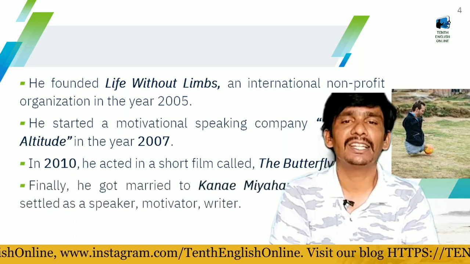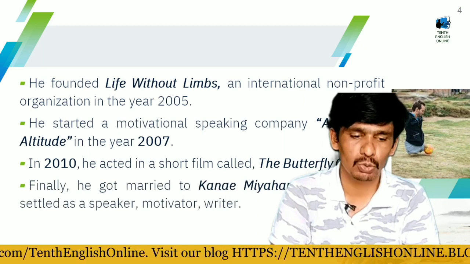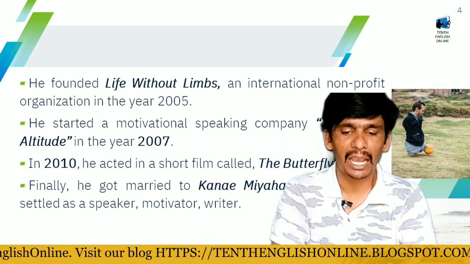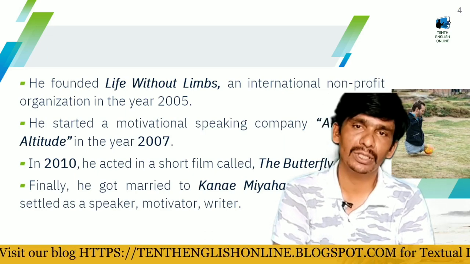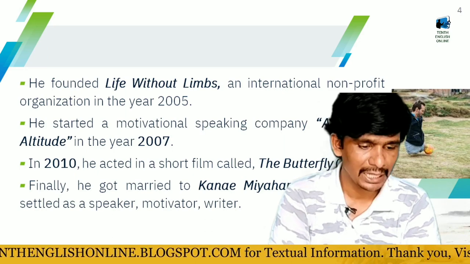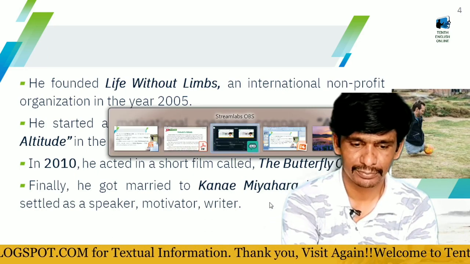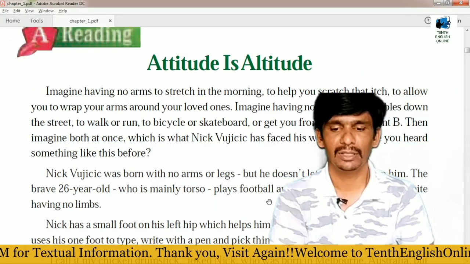And finally, he got married to Kane Miyahara in the year 2012, and he settled as a speaker, motivator, writer, etc. And at present, he has two children. Fine. And let's enter into the lesson.